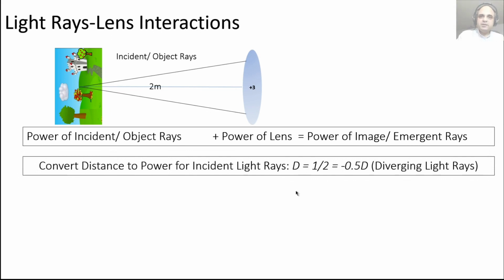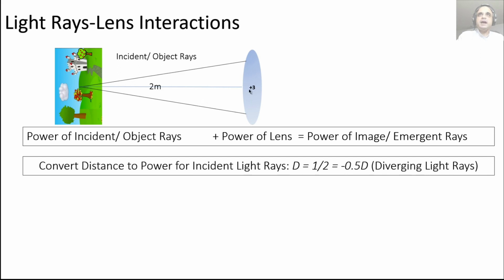Why are these diverging? Well, because they are coming from a distance of less than 6 meters. And remember, any light rays coming from a distance of less than 6 meters are diverging. We've also talked about this, because 6 meters or more is considered to be infinity, and then the light rays become parallel. Less than 6 meters, all light rays are going to be diverging, and this is just 2 meters. So the light rays coming from this picture, which is 2 meters away from this lens, would have a power of minus 0.5 diopters when they get to this lens.